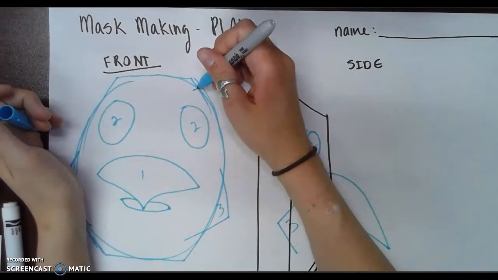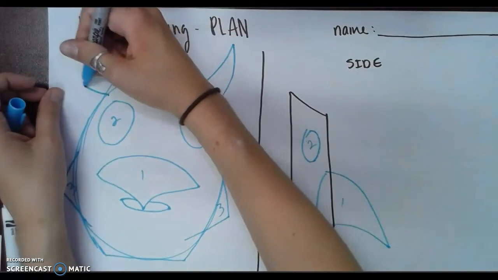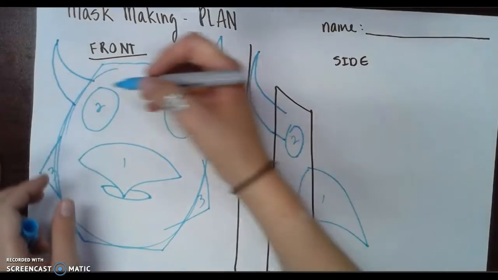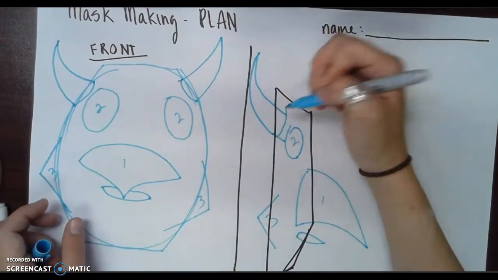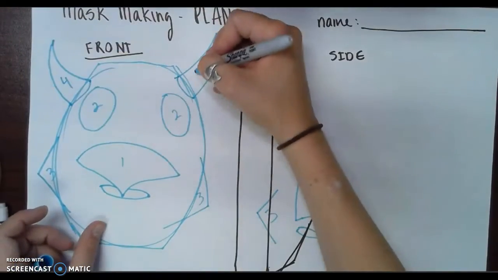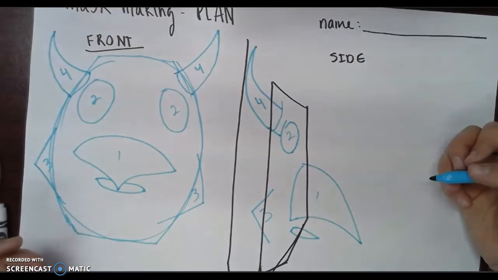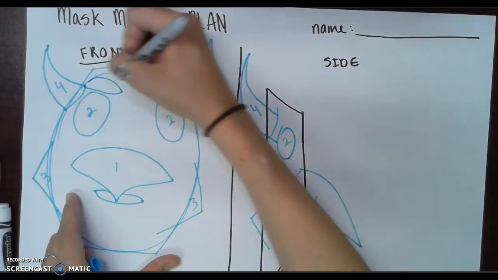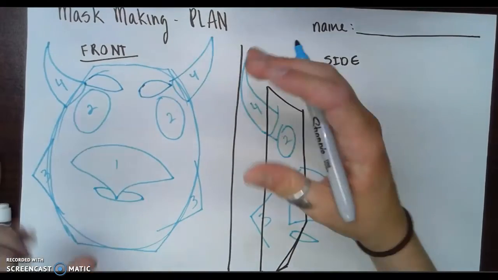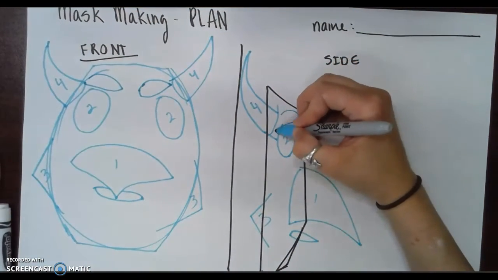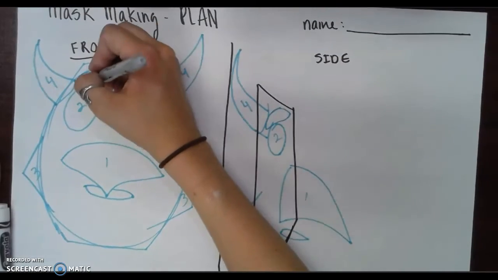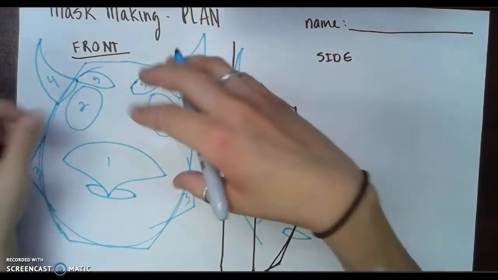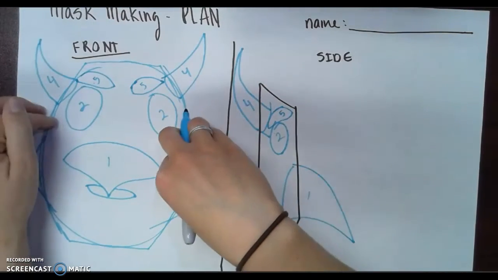Say I want to put horns on my bird. Maybe it's a fantasy bird, something I made up, a creature I made up. All right, that would be a fourth three-dimensional feature. Let's say I want to do some dramatic eyebrows that are popping off of the surface of the mask. Then I can label that number 5. All right, anything that you want to pop off your mask, go ahead and draw it out and label it.